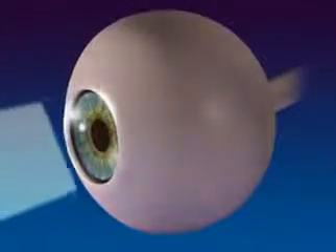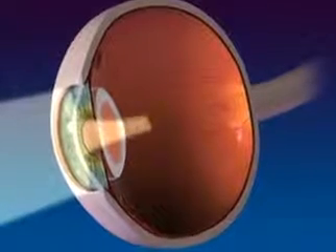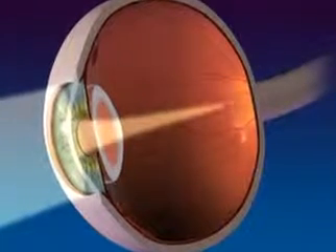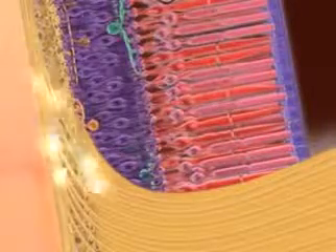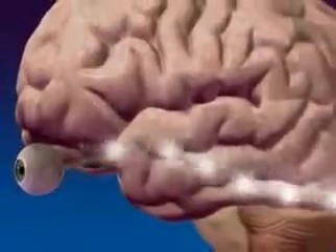Light rays enter the eye through the cornea, pupil, and lens, where the light rays are bent or refracted to focus them on the rods and cones, which transmit the stimulus to the optic nerve and then to the occipital lobe of the brain for interpretation.